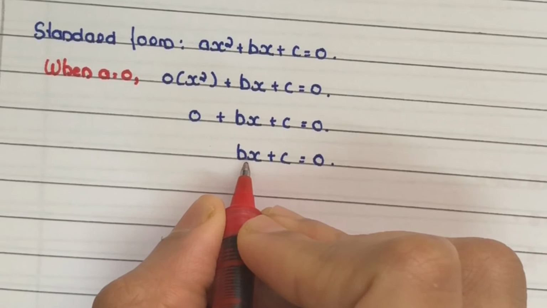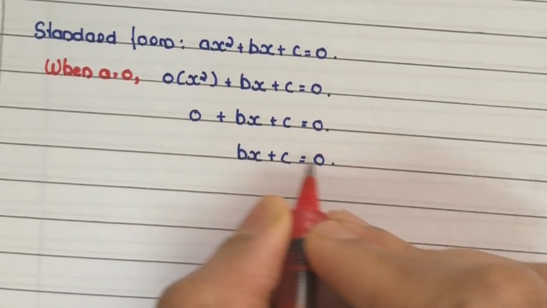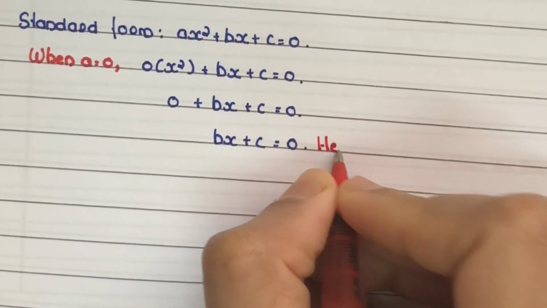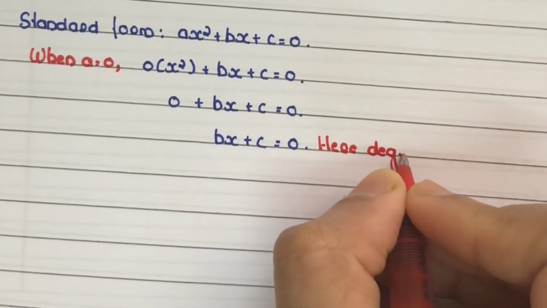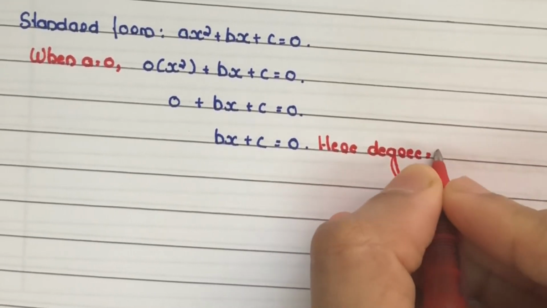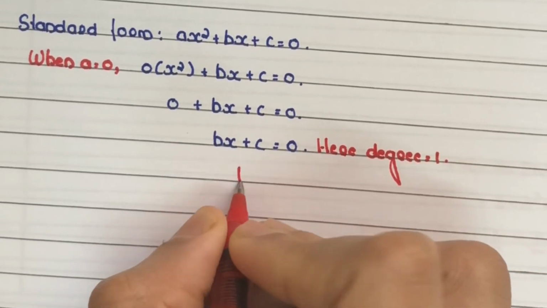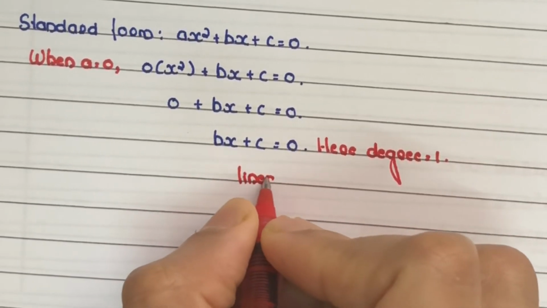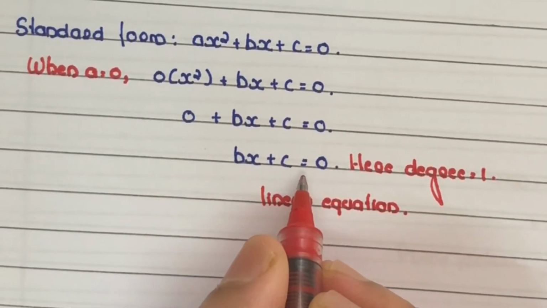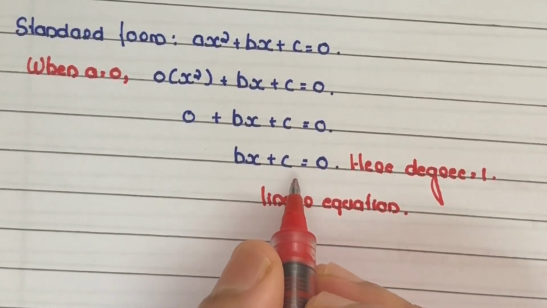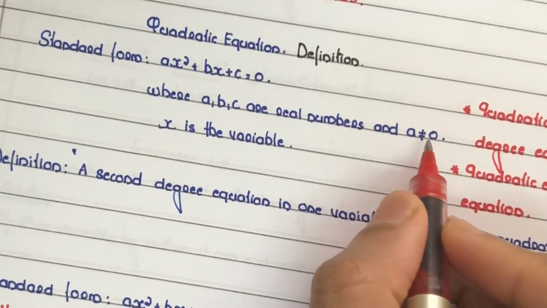Now, what's the degree of this equation? 1, isn't it? Here the highest degree is 1. A one degree equation is known as a linear equation. So this is a linear equation. It is not a quadratic equation. That is the reason for the condition a is not equal to 0.